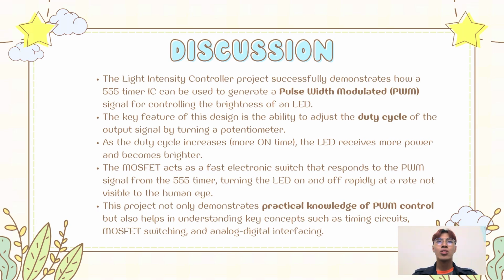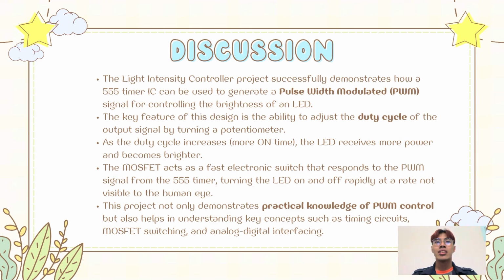The light intensity controller project successfully demonstrates how a 555 timer IC can be used to generate a pulse width modulated PWM signal for controlling the brightness of an LED. The key feature of this design is the ability to adjust the duty cycle of the output signal by turning a potentiometer. As the duty cycle increases, with more on time, the LED receives more power and becomes brighter.